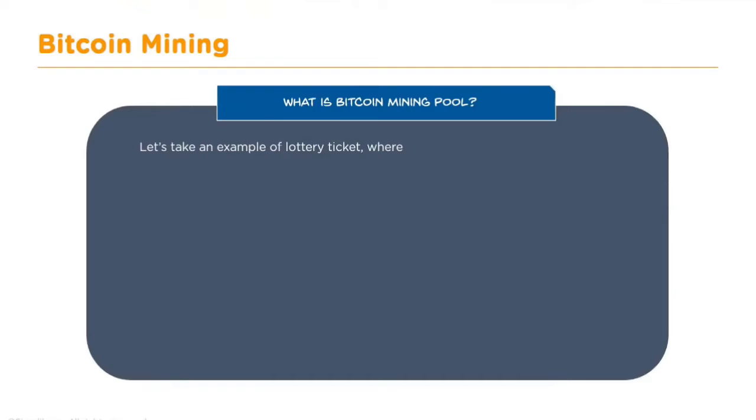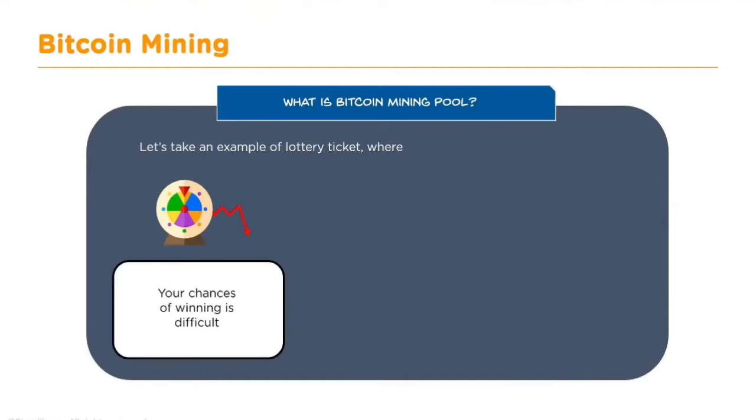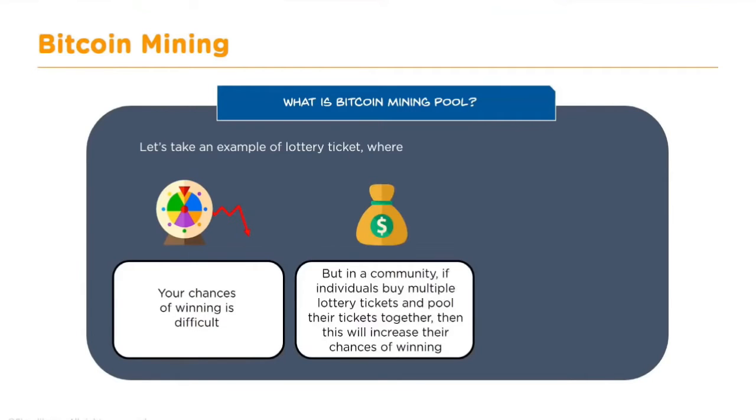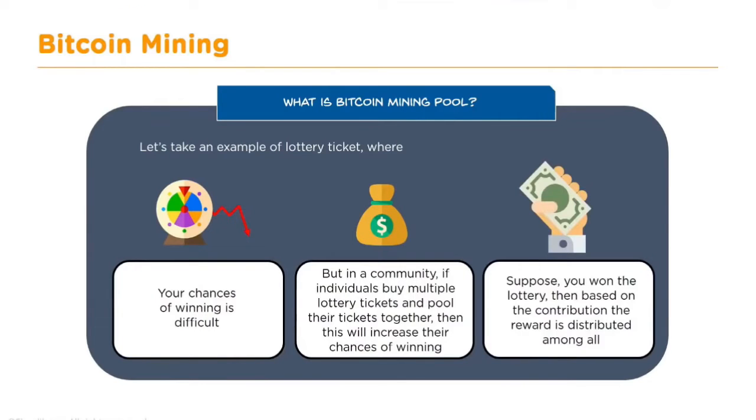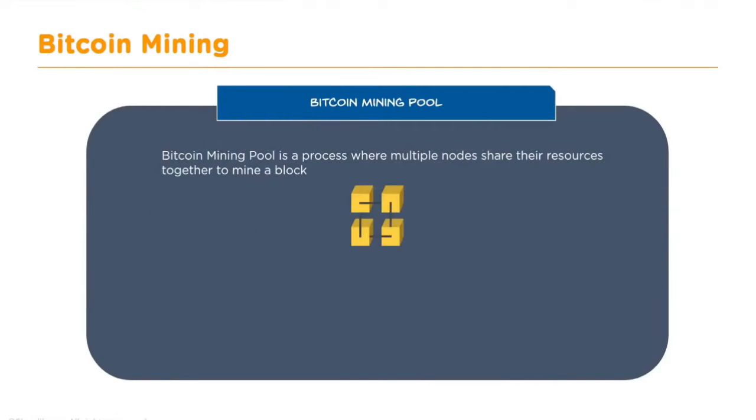So let's take an example of a lottery ticket, where your chance of winning is difficult. We are talking about what a Bitcoin mining pool is. Your chances of winning the lottery are low, but if in a community individuals buy multiple lottery tickets and pool them together, this increases their probability of winning. If you win the lottery, then based on the contribution, the reward is distributed amongst all the participants. A Bitcoin mining pool is a similar thing.